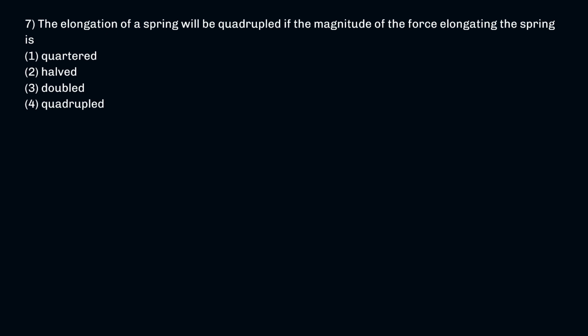Number 7, the elongation of a spring will be quadrupled if the magnitude of the force elongating the spring is... All right, so elongation, what does that really mean when it comes to a spring? That's just my displacement of the spring. So on the reference table, what's displacement? That is going to end up being just x. So that goes with an equation for a spring. And it says the force on the spring, that is going to be Fs on the reference table.